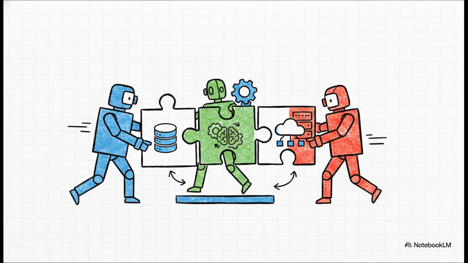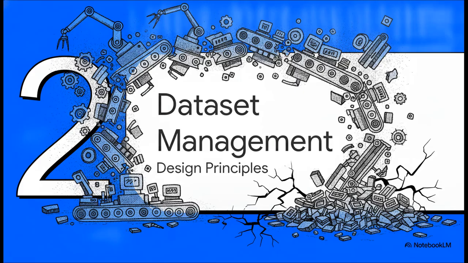The magic happens when you merge these specific technical roles into one cohesive automated system, because that empowers your data scientists to independently own the problem, from initial research all the way to production. That brings us to part 2, dataset management design principles. Without an aggressively managed data pipeline, your entire assembly line is doomed to collapse, period.